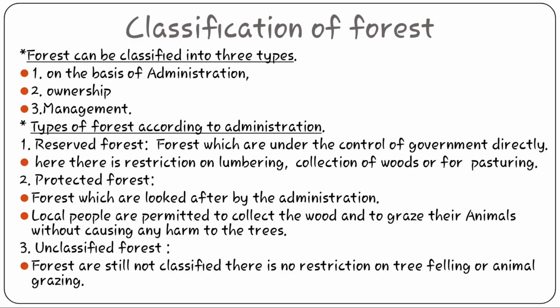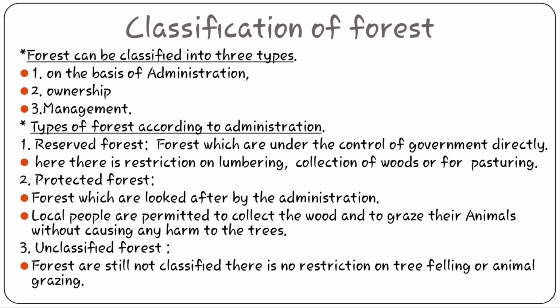Classification of forest. There are 3 types of forest on the basis of administration, ownership and management. In 9th standard we have studied about the type of natural vegetation. We are having 5 natural vegetation: tropical rainforest, tropical deciduous forest, tropical desert forest, temperate forest or the grasslands and the mangrove or tidal forest. This we have studied in 9th standard. We are moving a little, our grade has gone up. Now we are moving to the next classification, that is on the basis of administration, ownership and management.